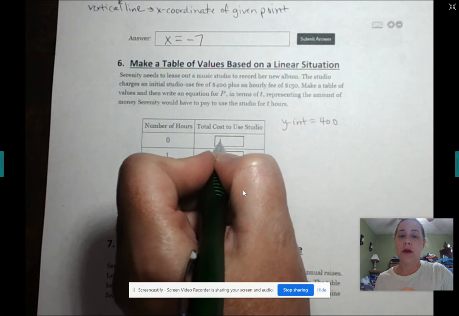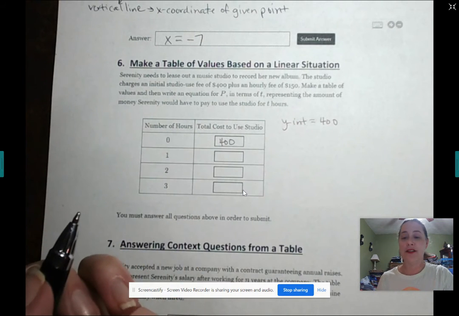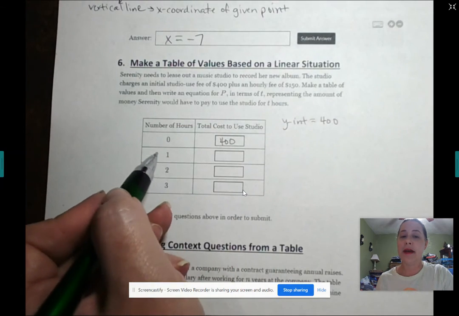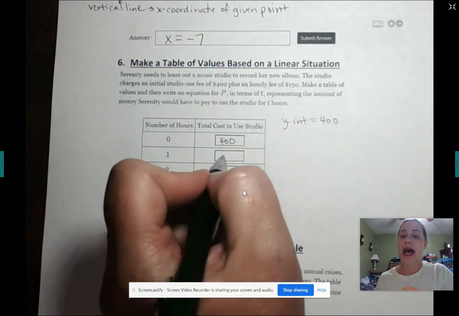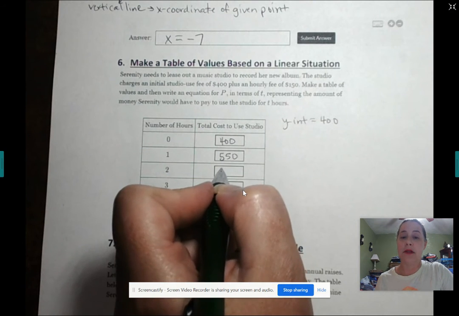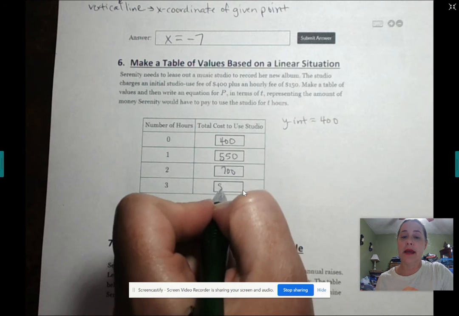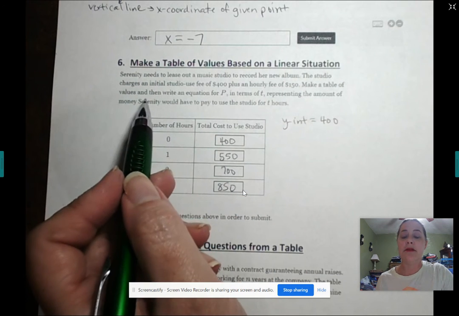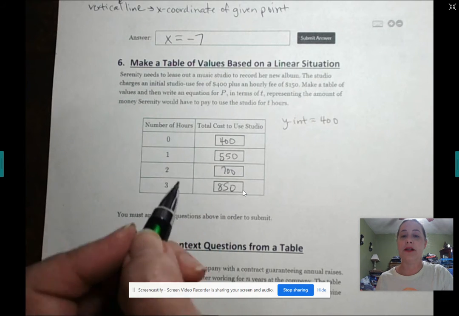So I know that without using it at all, just to get to the studio and have a reservation costs $400, plus an hourly fee of $150. So every time the hours go up by 1, I need to add $150 to the previous amount. So that's going to get me these values, and they're going to ask you to fill that out. So make a table of values and then write an equation for P in terms of T.